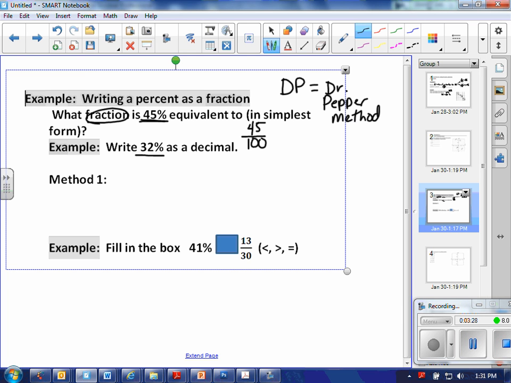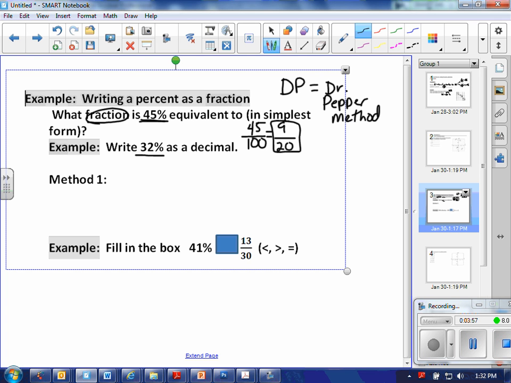Now, we want it in simplest form, as it says. With that being said, reduce it, find their GCF, what's the highest number that 45 and 100 can be divided by. Okay, and right now I'm going to go with 5. If I divided 45 by 5, that would give me 9. 100 divided by 5 is 20. I cannot reduce that anymore. So that would be the fraction that 45% is equivalent to.